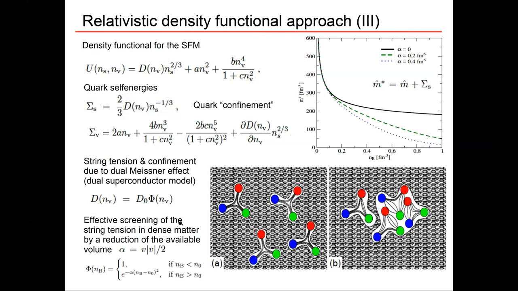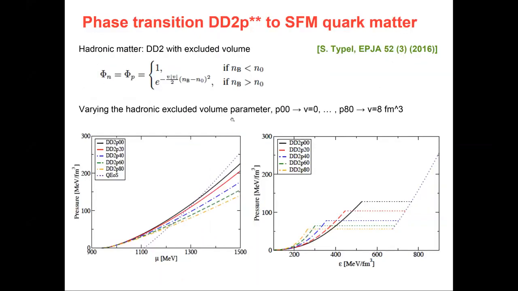Now, what are the results? We can construct a usual Maxwell construction. Our quark matter equation of state in pressure versus chemical potential is this violet dotted line. For the hadronic equation of state, we refer to the DD2 class, but here with excluded nucleon volume effects, which have been introduced by Stefan Typel in this paper four years ago in EPJ. And the excluded volume parameter here is a free parameter.